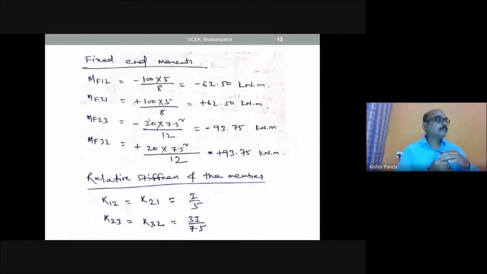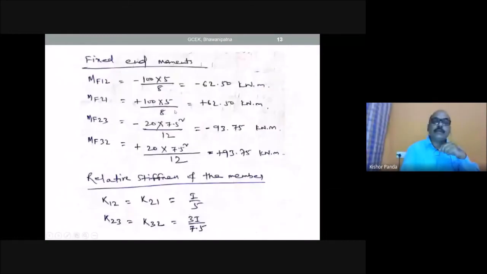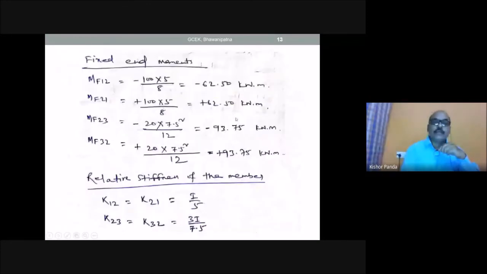Then the next step is the relative stiffness of the member. So the relative stiffness K12 equals K21 equals I by 5, and K23 equals K32 equals 3I by 7.5. This is the relative stiffness of the members.